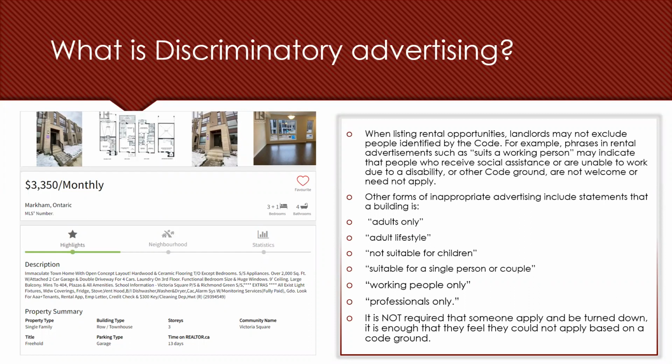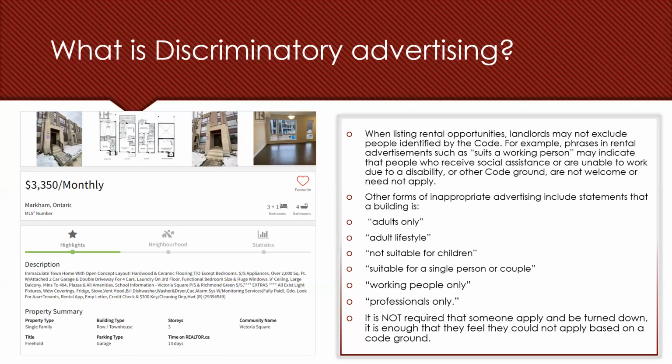This is an ad that I pulled off realtor.ca yesterday for information purposes. This was the first ad that I clicked on. I did not need to go searching for this. I simply went to the ad, clicked it, and there was that. The ad reads fairly normal until the last couple of sentences where it says looking for AAA tenants, rental app, an employment letter, credit check, and a $300 key and cleaning deposit. The cleaning deposit's not legal under the RTA, but that's what we're discussing today.